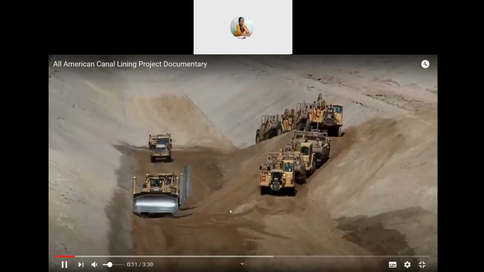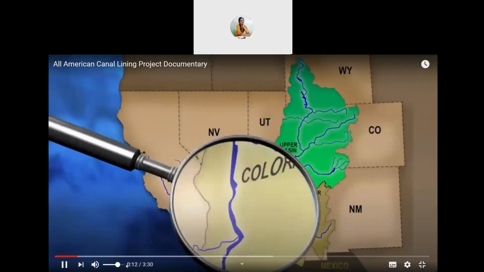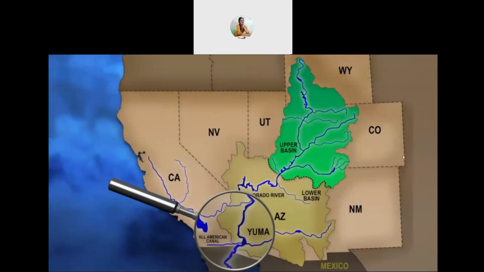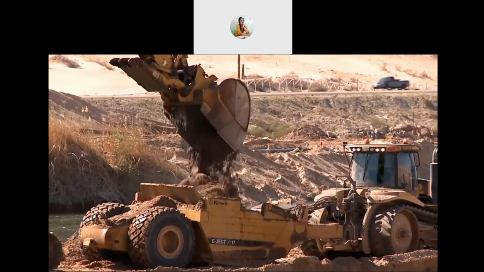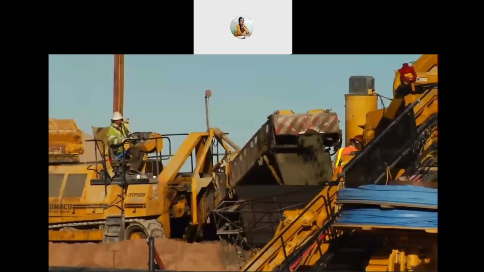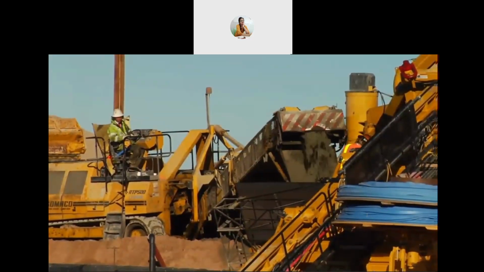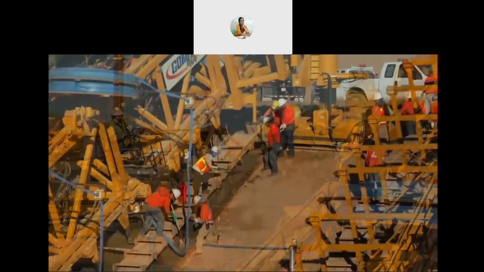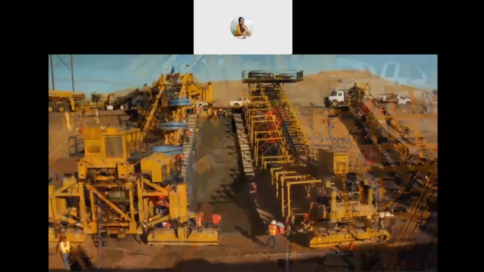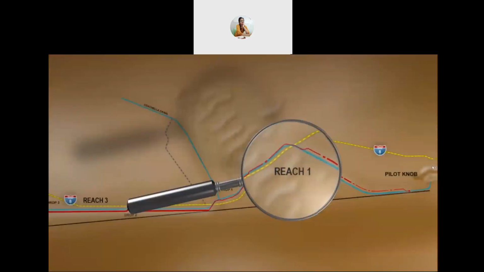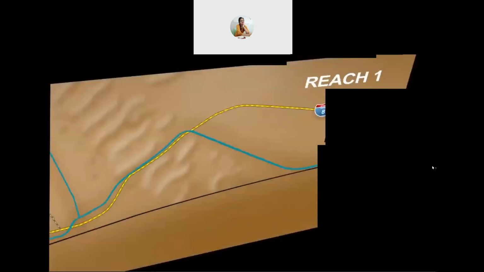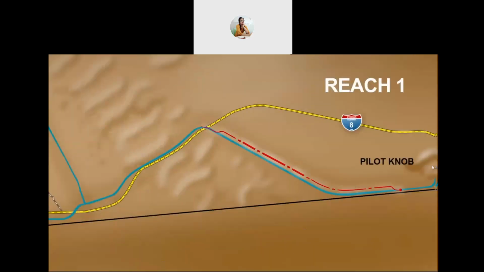The All-American Canal Lining Project started approximately 6 miles west of Yuma, Arizona. Approximately 21 million cubic yards of earth would be excavated, and more than 2 million square yards of 4-inch thick concrete would be used in the lining of the 23-mile canal. Reach 1 started downstream of a mountain peak called Pilot Knob and ended at the first hydroelectric power station called Drop 1.